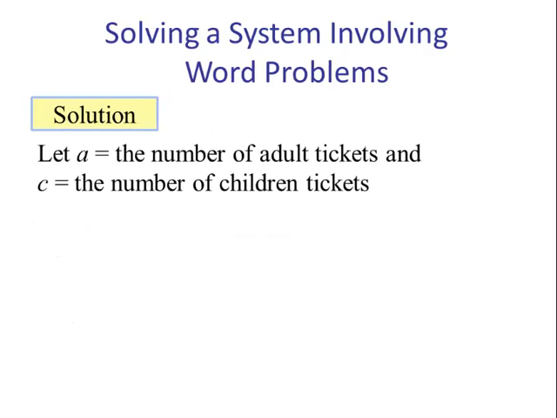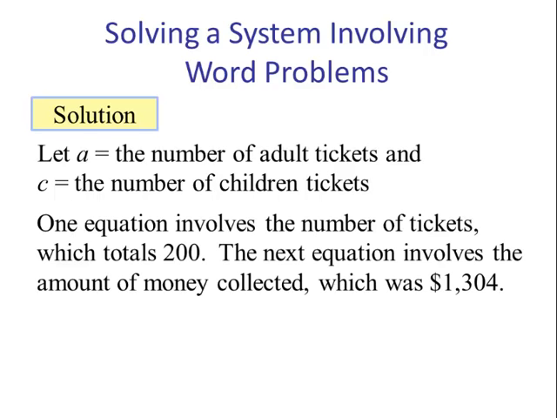Solution: since we're wanting to find the number of adult tickets and children tickets, we're going to let A be equal to the number of adult tickets and C equal to the number of children tickets. Now one equation involves the number of tickets, which was a grand total of 200. So if we take the number of adult tickets plus the number of children tickets, that will equal 200.